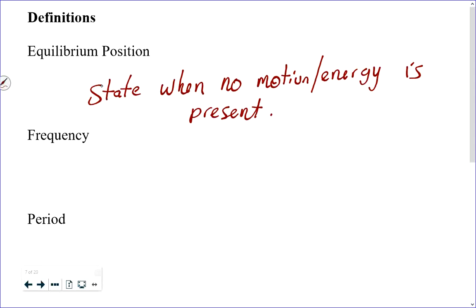Do you have a question? I don't want to say anything wrong, but would this be when that force is equal to 0? That's exactly what it is. At that point in time, when it's at the equilibrium position, that force, which we're going to call the restoring force, is 0.